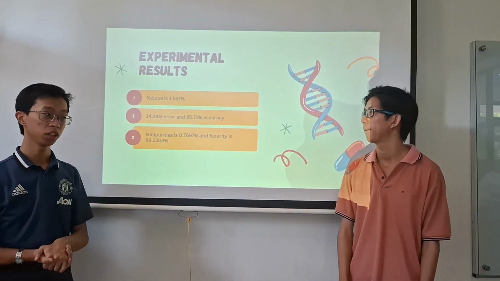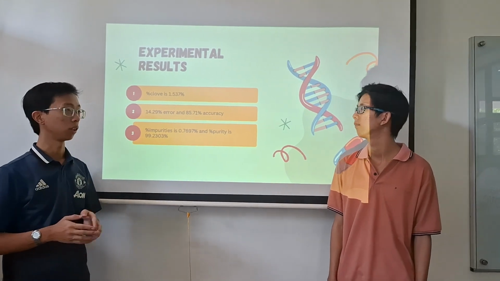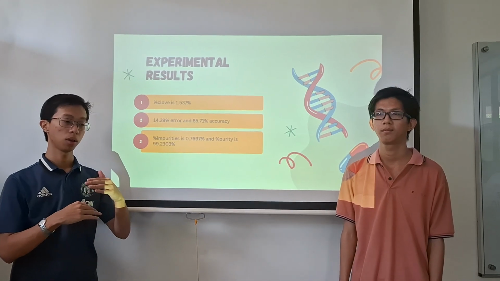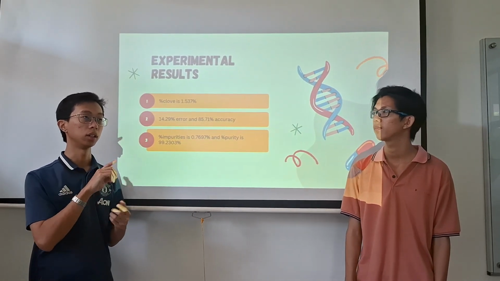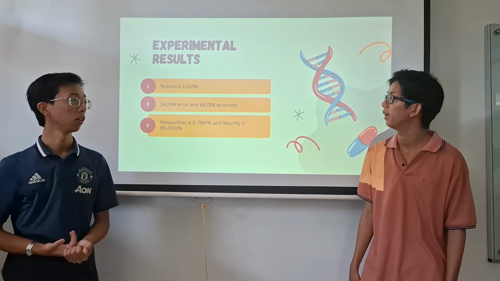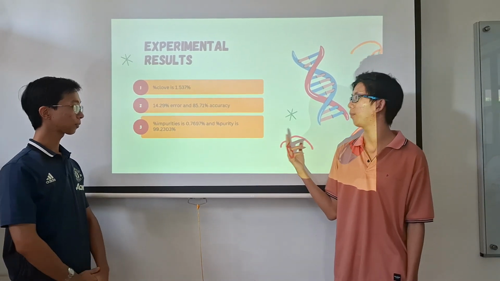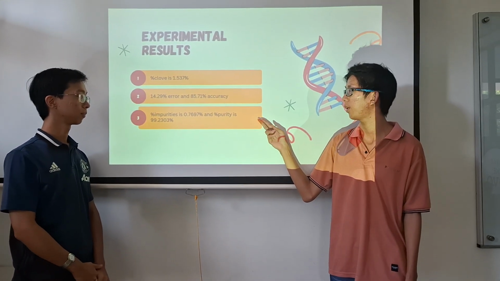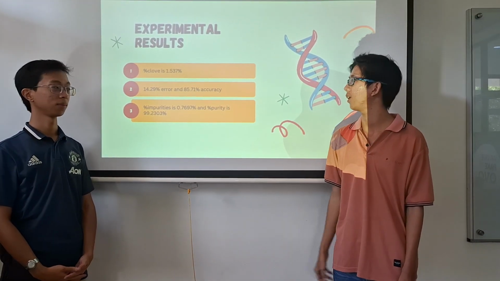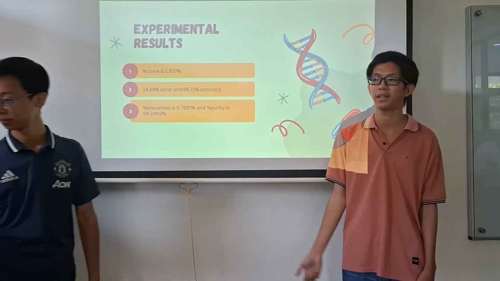This error and accuracy come from the RF of the TLC method, which we calculate by dividing the total value by the compound RF value. For the impurity from the refractometer, we get an impurity of 0.7697%, and the purity is 99.2303%.